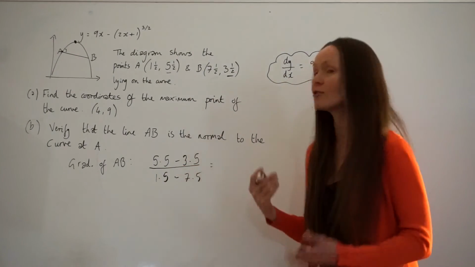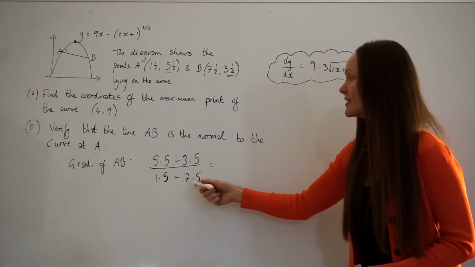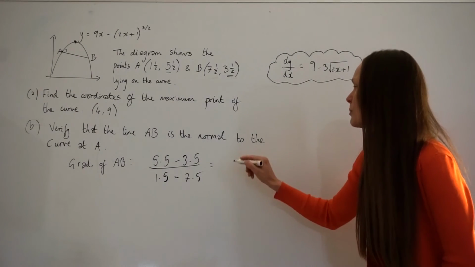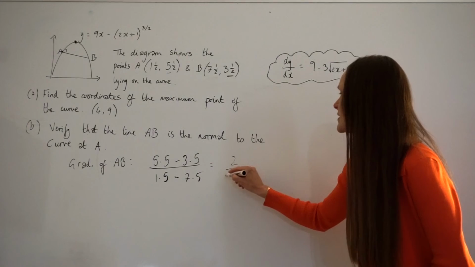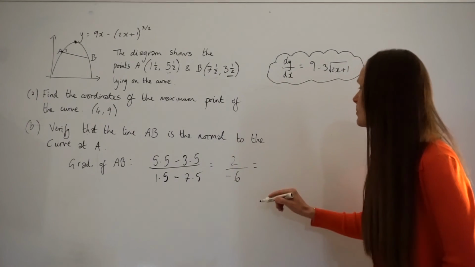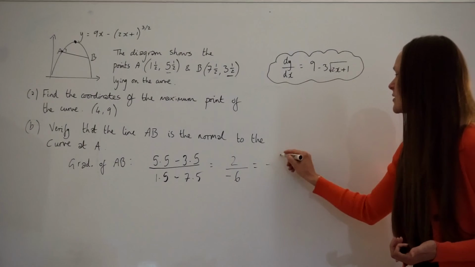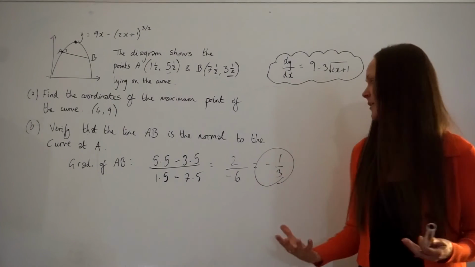Okay, so to work out the gradient of a straight line is the difference in the y values divided by the difference in the x values. So 5.5 take away 3.5 is 2, and 1.5 take away 7.5 is -6, and if I simplify this, 2 divided by -6 is -1/3. So first of all, there is the gradient of the straight line AB, okay?